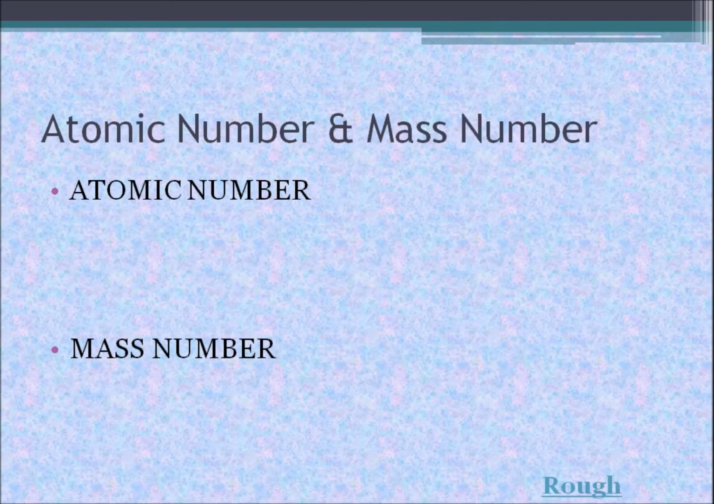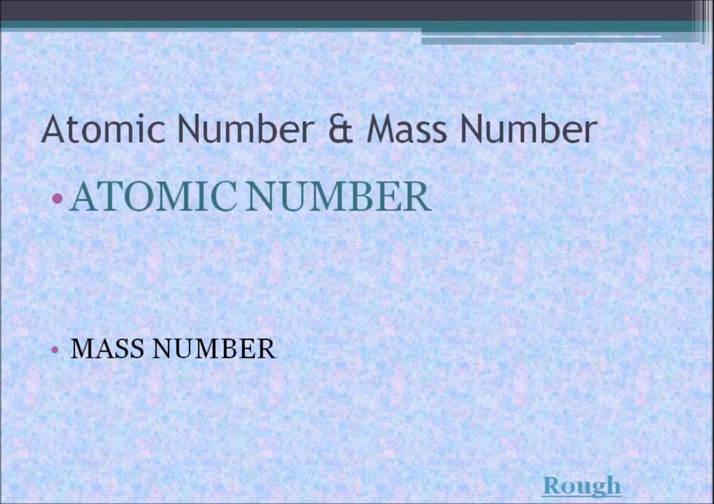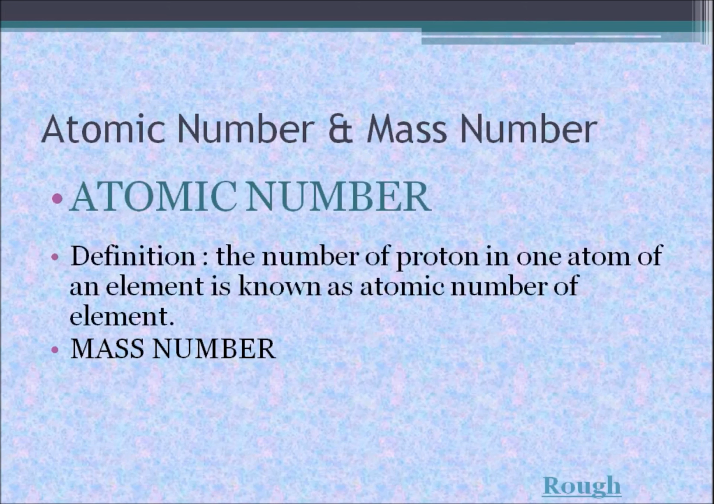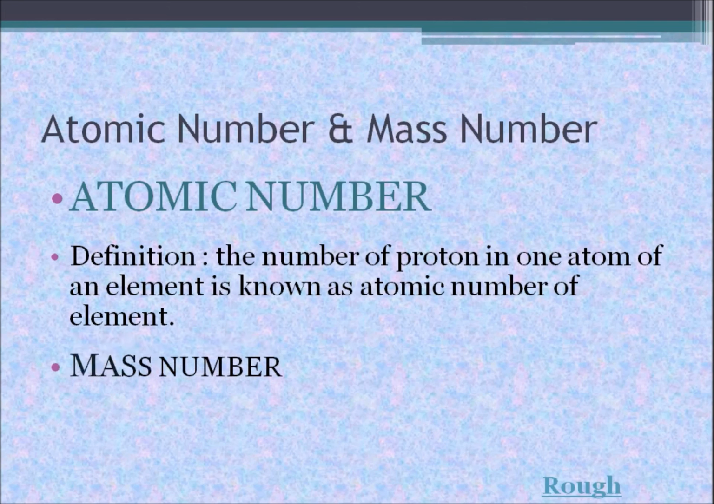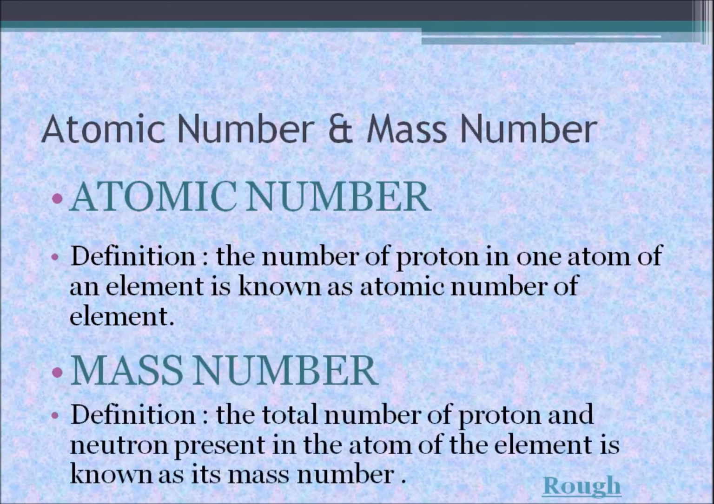So friends, we understood the structure and the subatomic particles. Now let's understand the atomic number, which says the number of protons in one atom of an element is known as the atomic number of the element. And the mass number is the total number of protons and neutrons present in the atom of the element. Let's understand this by a small example.